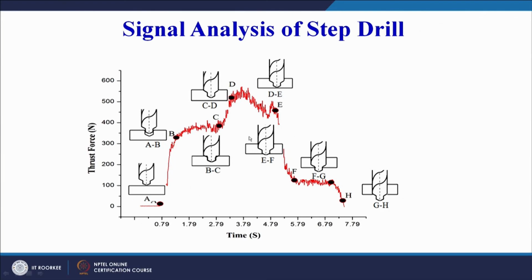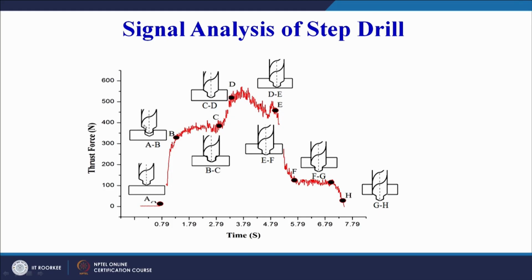Now this is another representation, the same representation for thrust force varying with time. At stage A the drill is just coming in contact, at AB the drill is entering the laminate, and here we can see this red color is the variation of the thrust force with time, and this is specifically a step drill. So it has a step. The initial section is making a hole and the outer section is enlarging the hole.